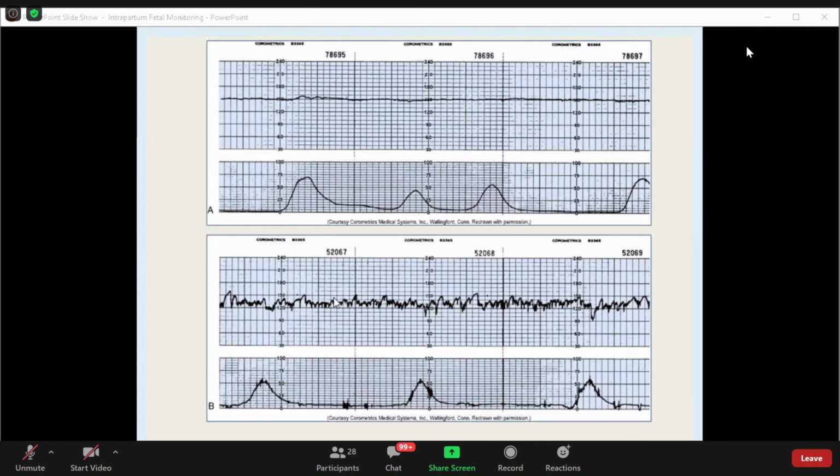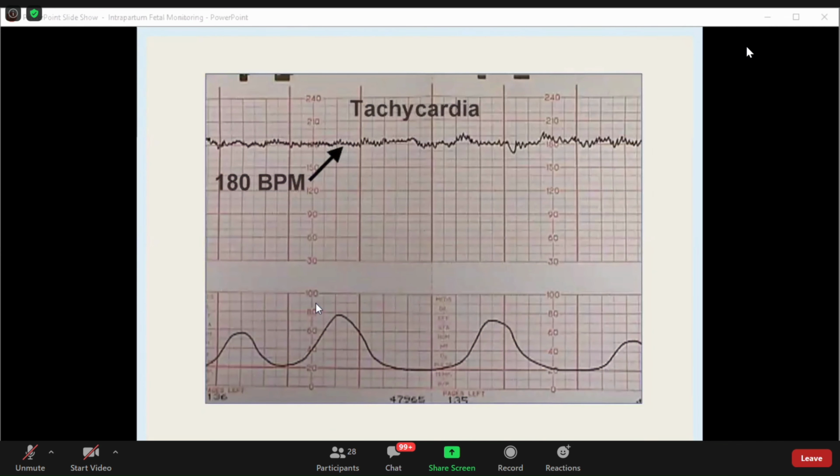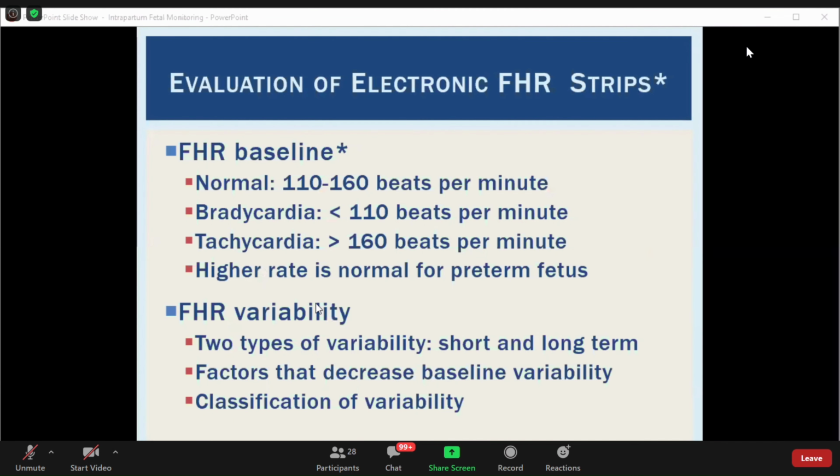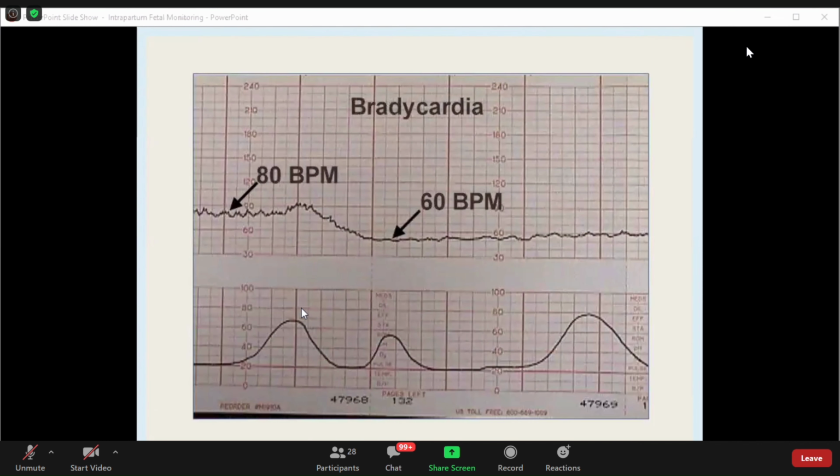What you want to see is something like this, the bottom strip. You want to see some variability, okay? Always. All right, so that is what I'm going to hold you to. I'm not going to hold you to understanding all the differences between short-term and long-term and all of that. But you have to understand that there should be some variability. If you don't see it, you're concerned, and that there might be a problem with the central nervous system.